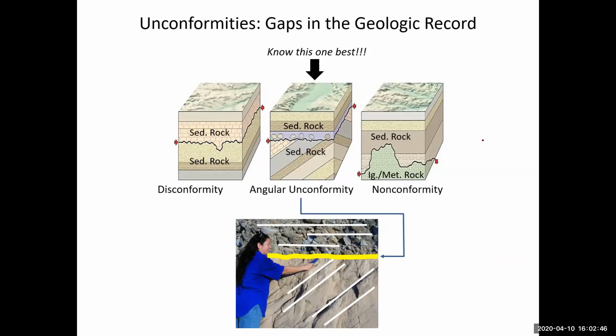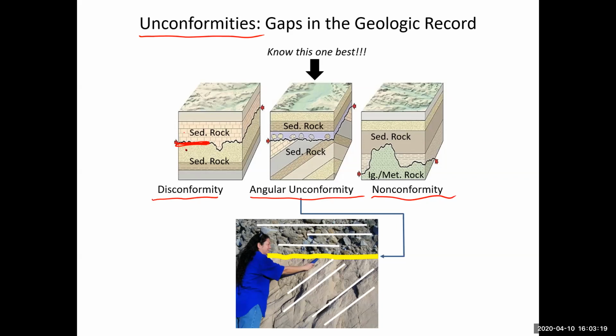As I was mentioning before, sometimes we see features called unconformities. Unconformities are just gaps in the geologic record. And these gaps are created either by erosion or by non-deposition. There are three types that you want to be vaguely familiar with. They're called disconformities, angular unconformities, and nonconformities. A disconformity is essentially an unconformity that's parallel to both the top and the bottom layers, for the most part.